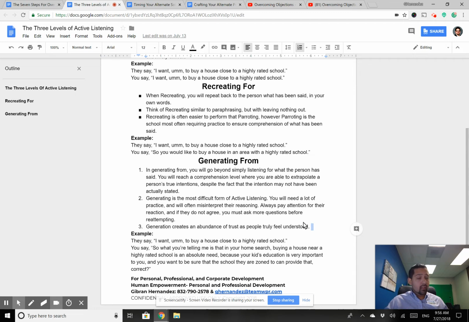For example, the example we use here is the client says, I want to buy a house that's close to a highly rated school. And then you say, so what you're telling me is that in your home search, buying a house near a highly rated school is an absolute need because your kid's education isn't very important to you.